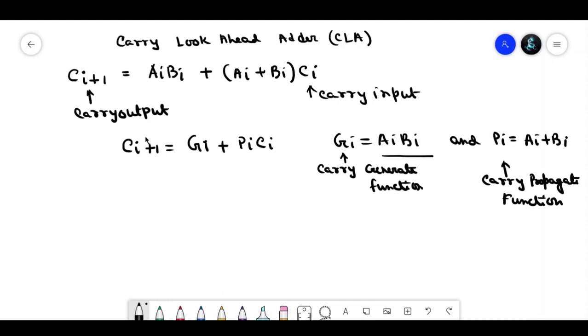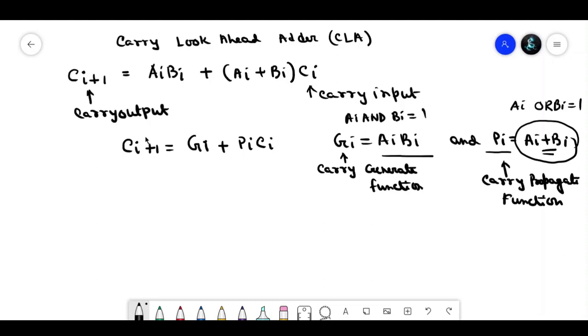So the function Pi is called the carry propagate function. Since Ai or Bi is equal to 1, here this is the OR case. So in case of Pi, the carry propagate operation will be performed if Ai or Bi is 1. So here Ai or Bi equal to 1, and here Ai and Bi equal to 1. Okay.